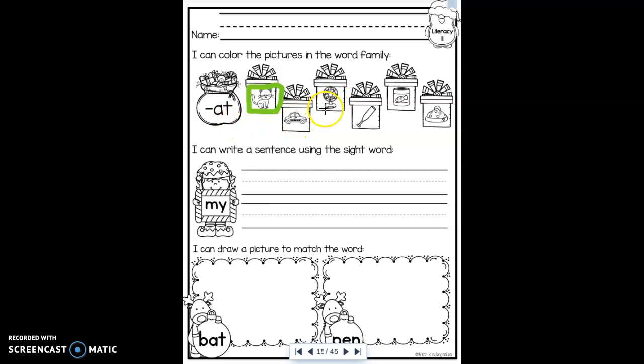How about fan? Not ending with A-T. How about bat? At. I hear that at the end, so I need to color in the bat. Right here I have can. That ends in an. I'm not going to color. And the last one is hat. So again, I hear that at the end in hat. Okay?